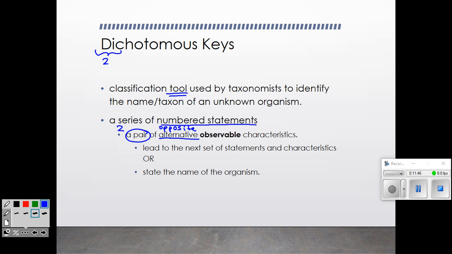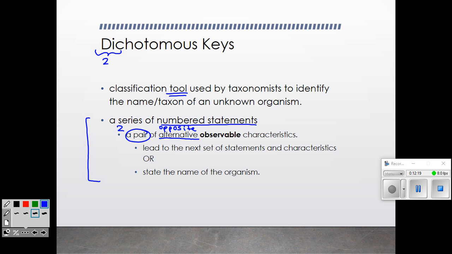So we have a numbered statement. In that numbered statement, there are 2 choices, and each of the 2 choices will either lead me to the next set of statements, like a choose your own adventure, or tell me which organism it is that I'm looking at, and that will be the end of the path. So later, when you are making a dichotomous key, and you want to check and make sure that you're doing it right, if you can say yes to this bit of instruction here, then you are probably doing it right.